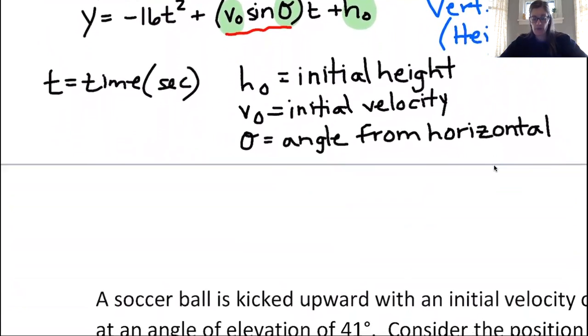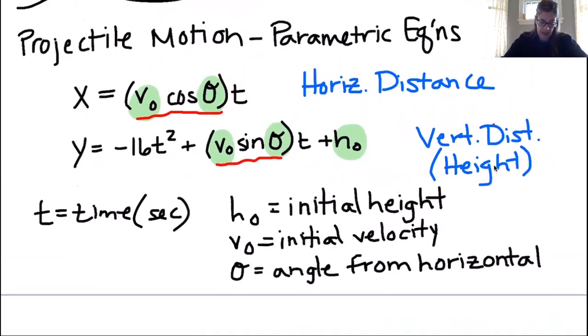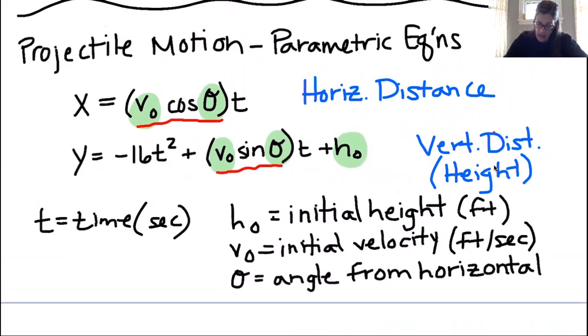Okay, before I leave that, I want to just note the units on some of these. So initial height would be in feet. Initial velocity should be in feet per second. And then the angle is usually going to be in degrees. Okay, and then if you're talking about horizontal distance or vertical distance, those are going to be answered in feet as well.